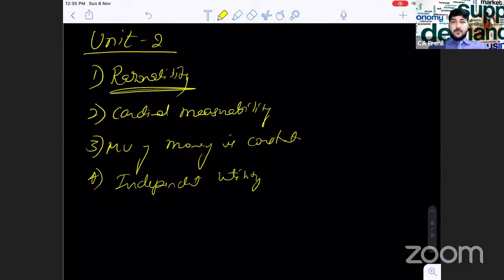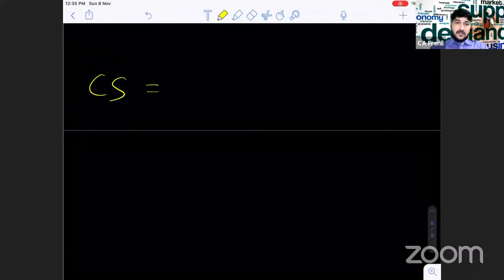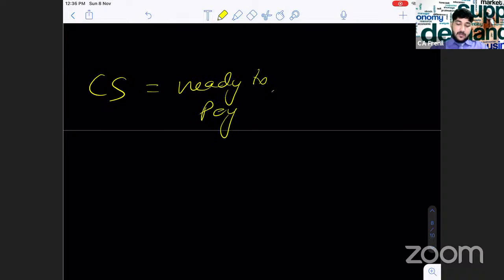Then there is a small concept of consumer surplus. What do you mean by consumer surplus? What a consumer is ready to pay minus what he actually pays. So what is consumer surplus? What the consumer is ready to pay minus what he actually pays. Correct. This is easy. Next, consumer surplus again is not a very practical concept. There are its own limitations which you have to go through.